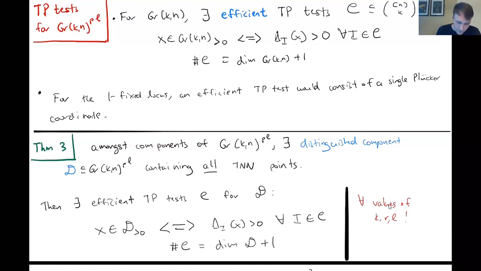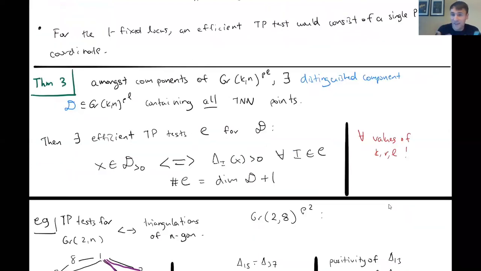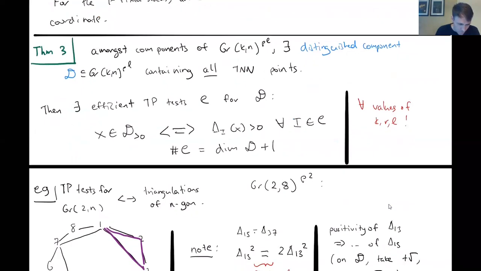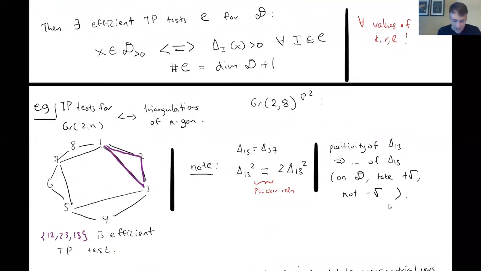And I can show you a small example that will show you the sense in which this is non-trivial. Let's just try to study total positivity tests for Gr(2,8), where I'm imposing row squared symmetry.